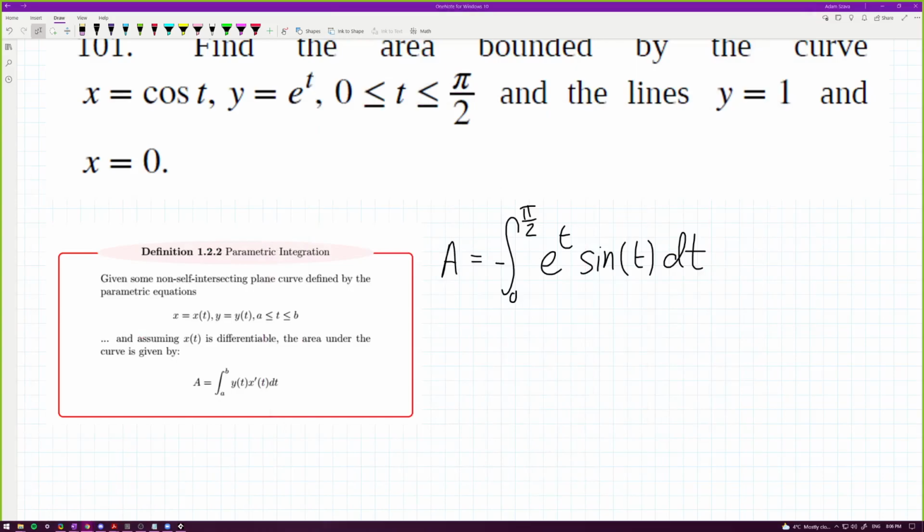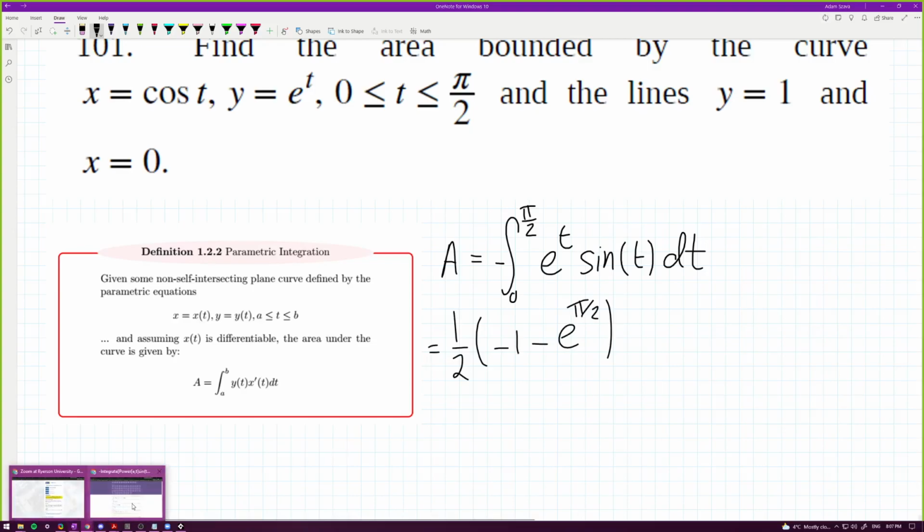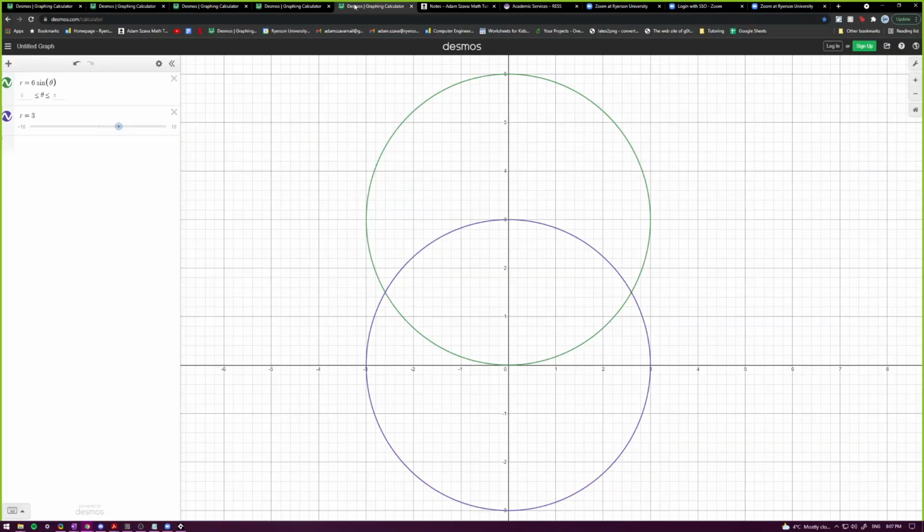So it's the integral from 0 to pi over 2 of negative e to the t sine t dt. This integral is going to be 1/2 times negative 1 minus e to the pi over 2. That's what that's equal to. But you have to remember that the area they just gave here is... where's GeoGebra?